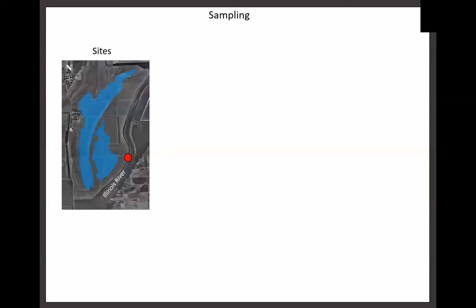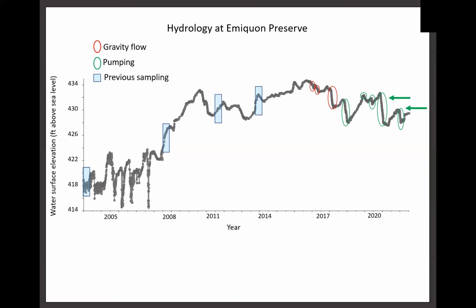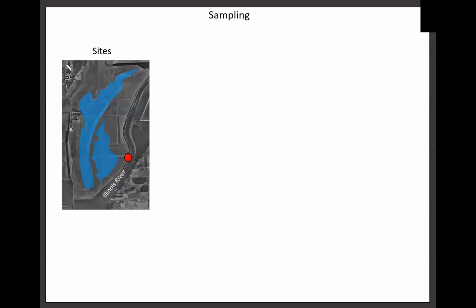And then our current work focuses on the last 2 drawdowns in 2020 and 2021. So this aerial of Emiquon shows Thompson and Flag Lakes and the pump station, which is the red circle on here, where the control structure is located.